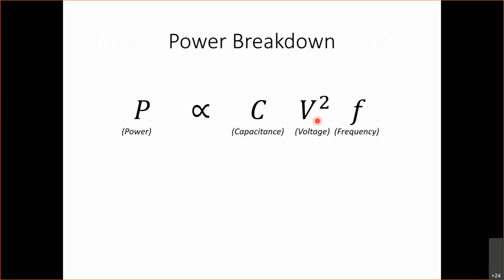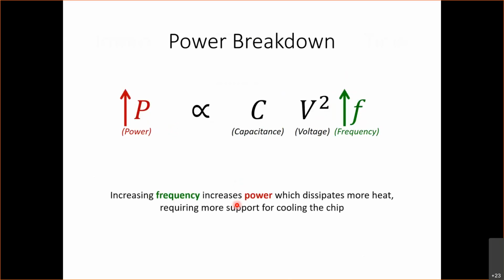It's proportional to voltage, and it's actually proportional to the square of the voltage. So voltage has a very high impact on power. And it's also proportional to frequency. And because of this, as you can see, when we increase frequency, that increases the power consumed in the circuit. Okay, so increasing frequency increases power, which dissipates more heat.